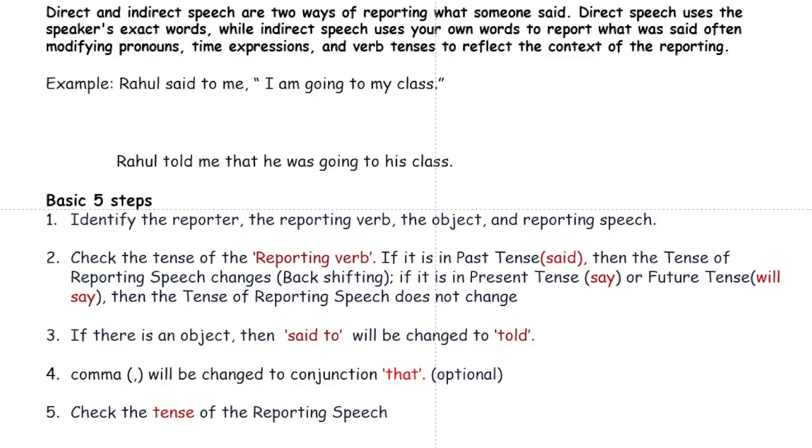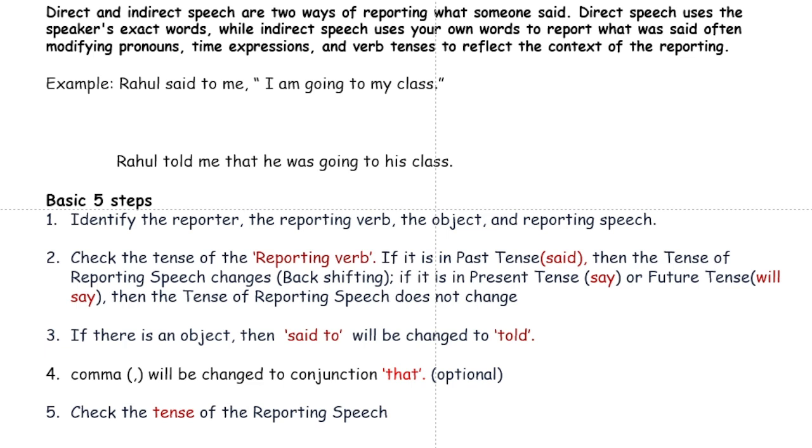First, we need to understand what direct and indirect speech are. Actually, these are the two ways of reporting something which is said by someone. Direct speech uses the speaker's exact words, while indirect speech uses your own words. We use our own words to report what has been said by someone, and we usually modify pronouns, time expressions, and verb tenses to reflect the context. Yeah?